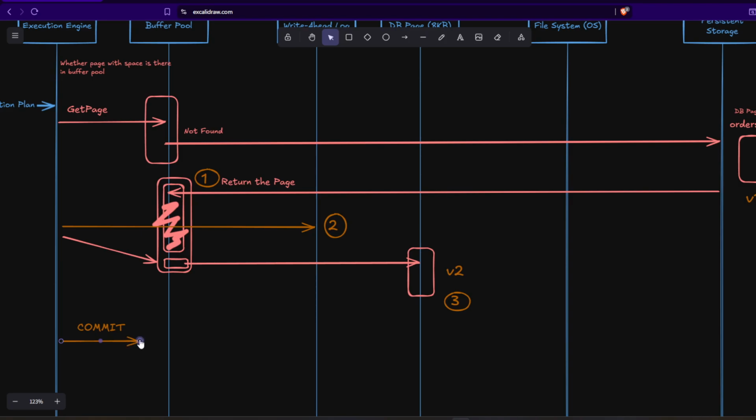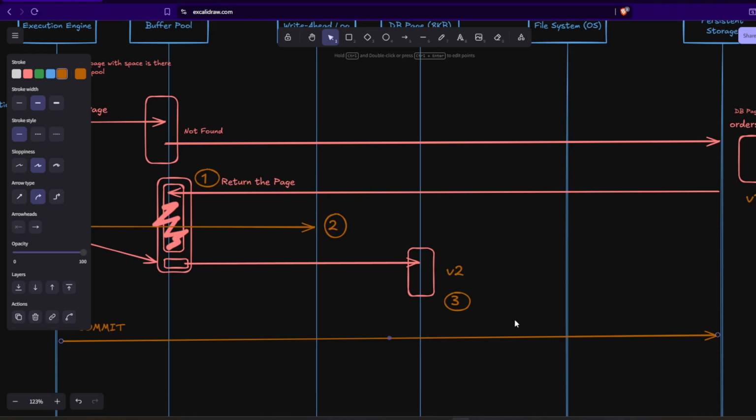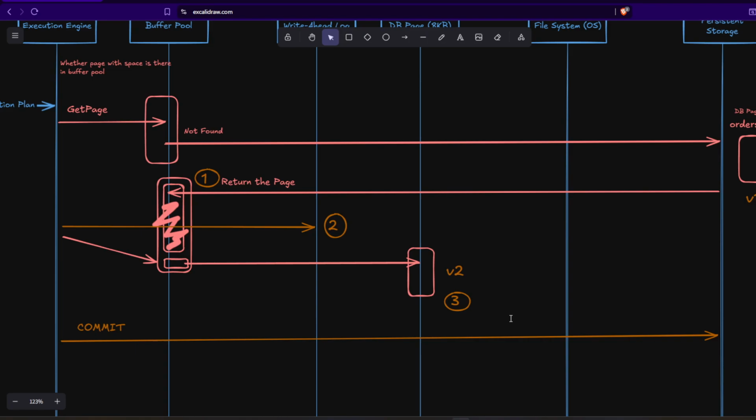So when a commit is fired, what happens at that point of time is some internal mechanism called Fsync, or the flush, happens. The moment the commit is fired, something called Fsync is also fired. So what exactly is Fsync? Fsync is kind of a flushing mechanism. Fsync is nothing but a flushing mechanism.